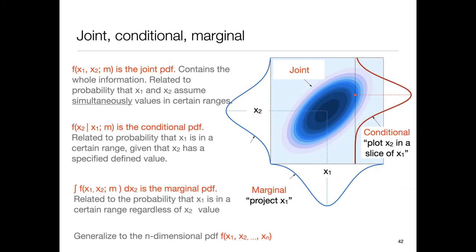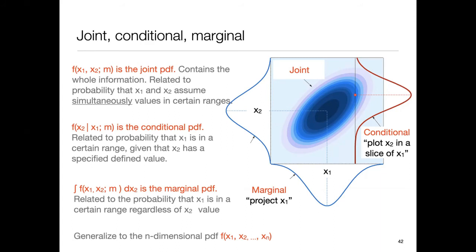And then there is the marginal PDF, which is very important, especially in Bayesian statistics, which is the distribution in one dimension that you obtain after integrating over the other one. So if you integrate the joint along x2, you get the marginal PDF, which is also equivalent to a projection, right? If you project onto one axis, you get the marginal with respect to the other.